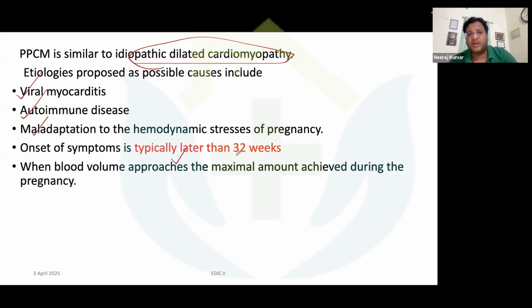The symptoms onset typically later than 32 weeks of pregnancy, when blood volume approaches the maximum amount. This is the time when the blood volume approaches the maximum, and that's why it happens.